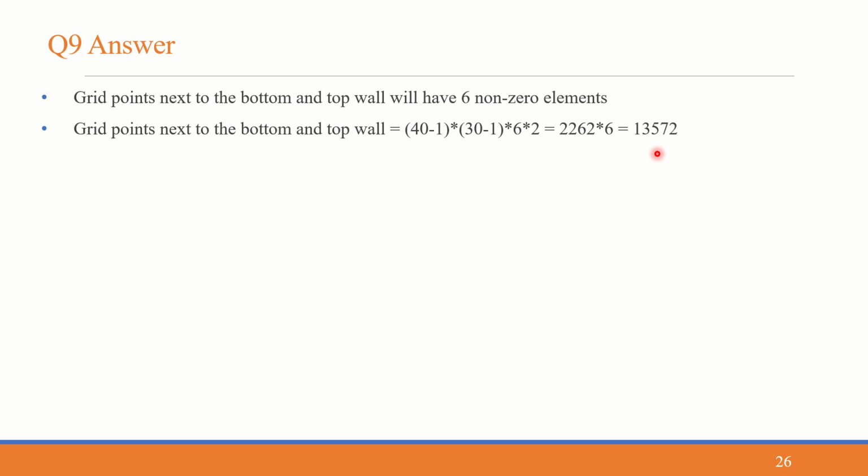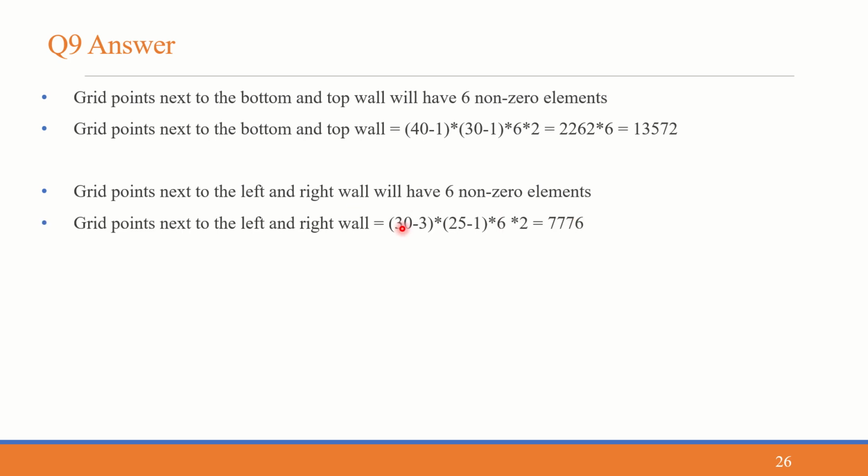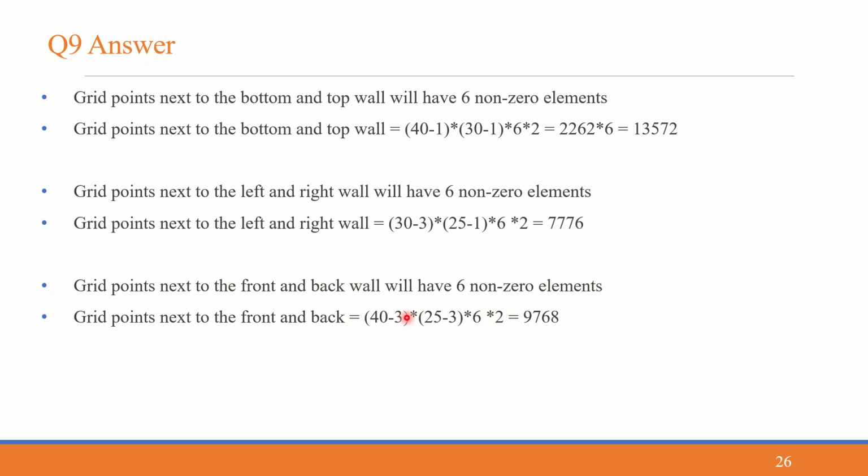Similarly we can do for the right and left walls and the front and back walls as well. Grid points next to the left and right wall will have 6 non-zero elements. Similarly, we are doing 30 minus 3 because we have included it in the other sides, and 25 minus 1, into 6 into 2, giving 7,776. And grid points next to the front and back will have 6 non-zero elements. Again here we will be subtracting 3 because we have included those in the other equations. So 40 minus 3 into 25 minus 3 into 6 into 2 gives 9,768.